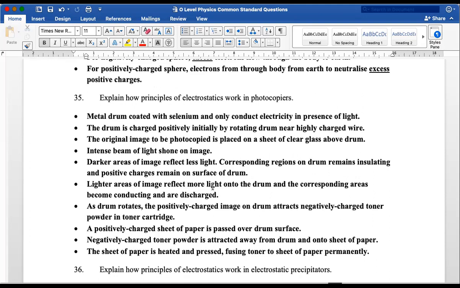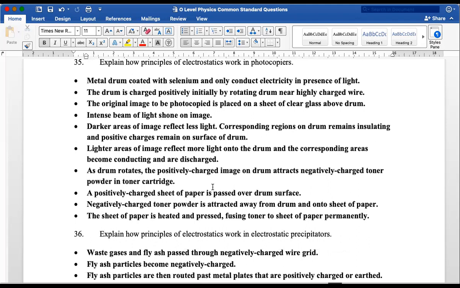The original image to be photocopied is placed on a sheet of clear glass above the drum. An intense beam of light is shone on the image. Darker areas of the image reflect less light, so the corresponding regions of the drum remain insulating, and positive charges remain on the surface of the drum. Lighter areas of the image reflect more light onto the drum, and the corresponding areas become conducting and are discharged.